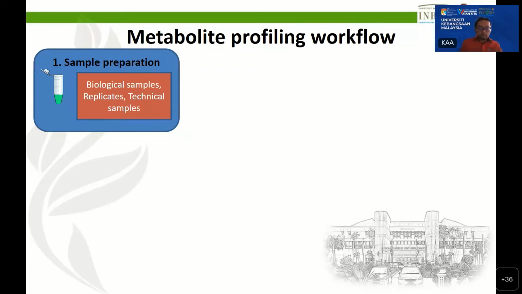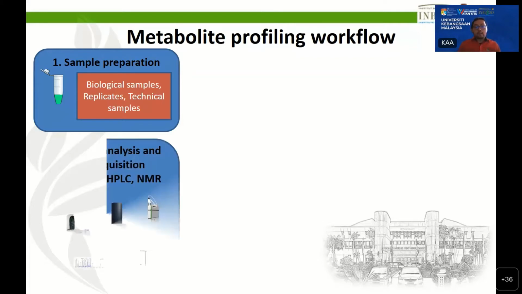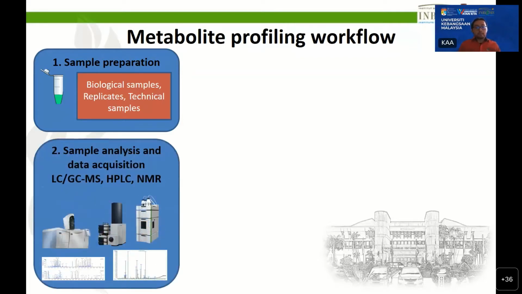Here you are going to use either peak area, peak height, or maybe intensity of your data. Again, sample size will affect the way you process your data, because it will determine whether you need to use a parametric or non-parametric method for your univariate analysis, right? So moving on to the next step, which is sample analysis and data acquisition.